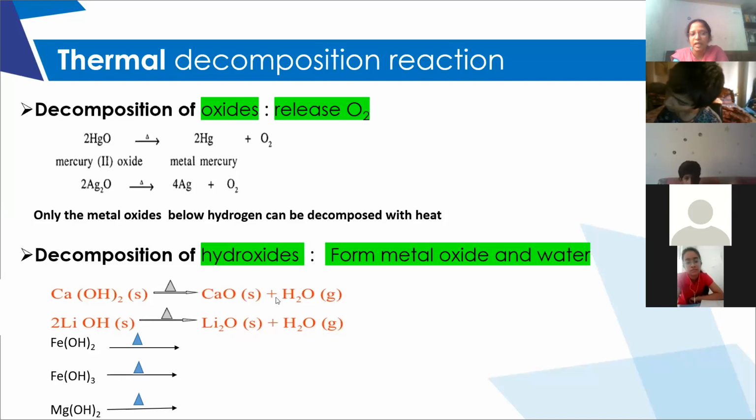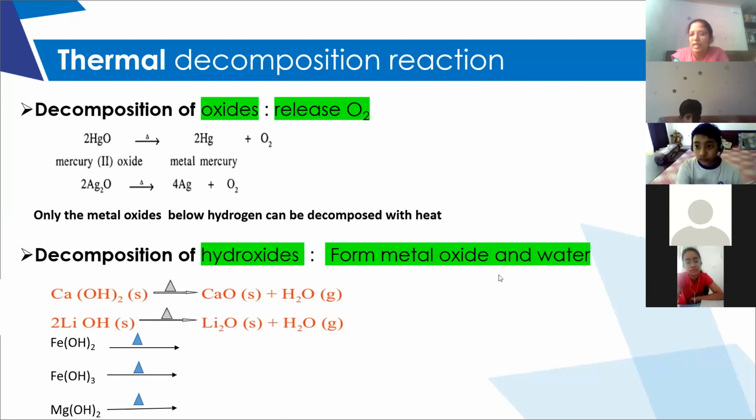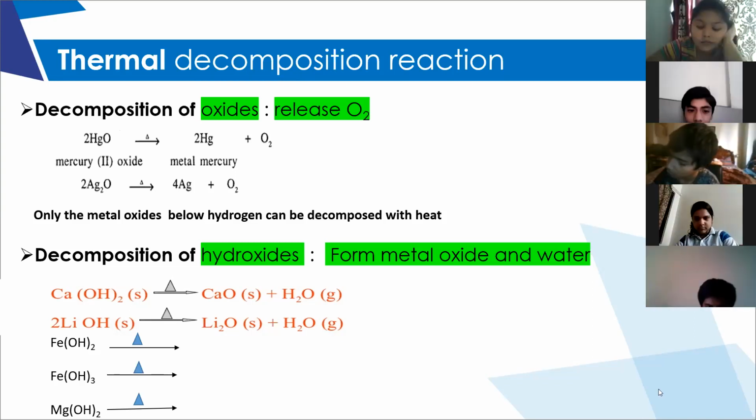Now, when we talk about hydroxides, when we supply heat, the triangle represents heat. When we supply heat, hydroxides will decompose into metallic oxides and water. Remember, first, metallic oxides will decompose into metal and oxygen. Is the statement clear, all of you? Any metallic oxide, when we decompose it, forms metal and oxygen.